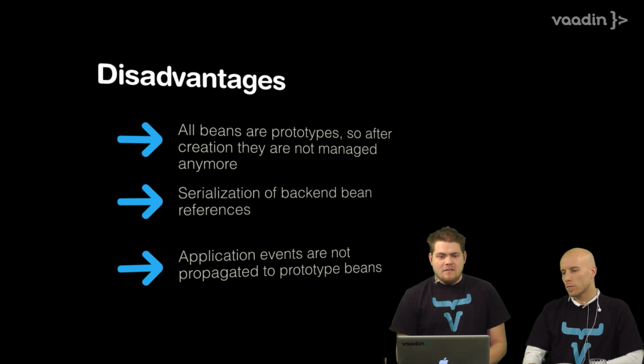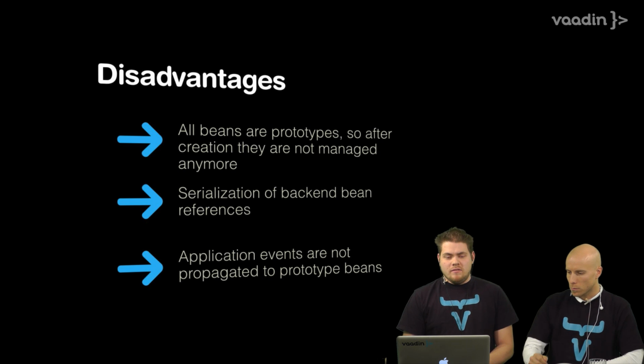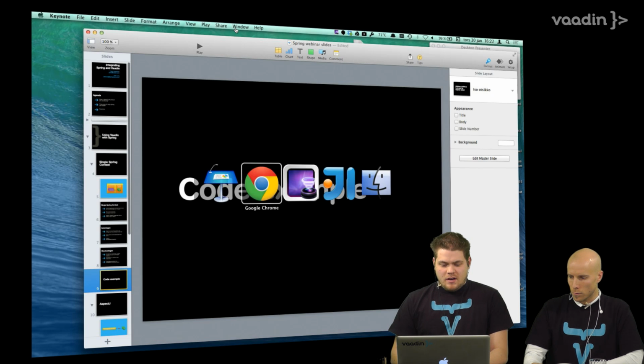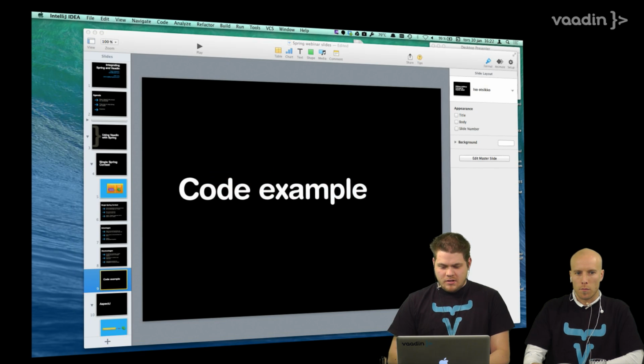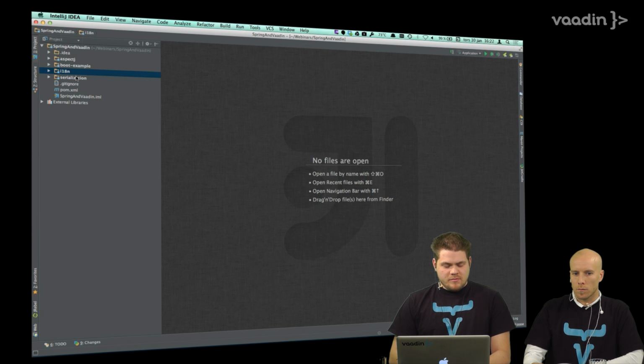Also, application events are not propagated to prototype beans. So if you want to listen to application level events that are published on the Spring application context event bus, you need to do some custom wiring to get it working. I actually have a little code example here that we're going to look at. All the code examples, by the way, are available in GitHub, and we will post the links under the YouTube video once the webinar is done.